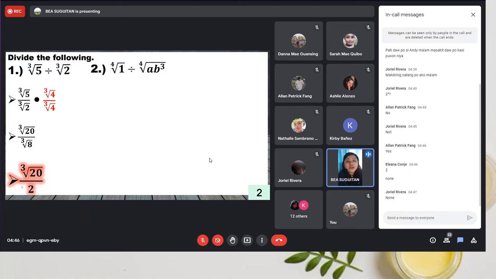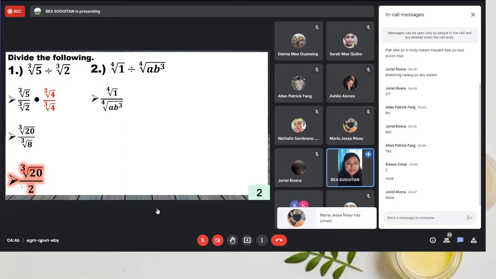We have fourth root. Ito, medyo may bigit-bigit naman to. Fourth root na tayo. Fourth root of 1 divided by fourth root of AB cube. And if we are going to rewrite that, that will be fourth root of 1 over fourth root of AB cube. So, what do you think should we multiply so that our fourth root of AB cube will be a perfect fourth power?